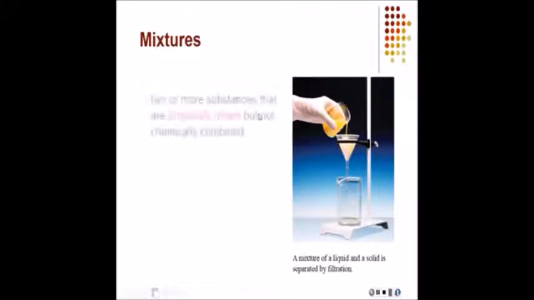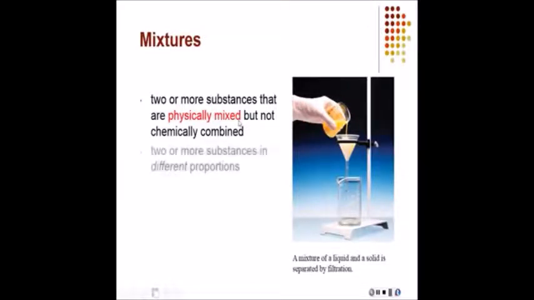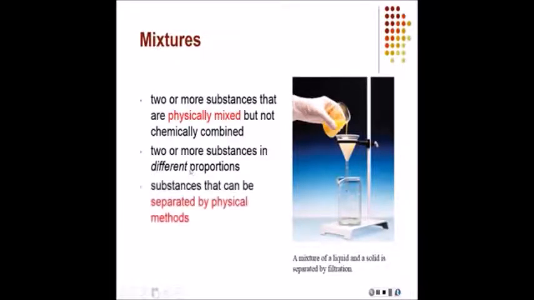Mixtures, on the other hand, are two or more substances that are physically combined but not chemically combined. And these different combinations can have all different proportions of unlike compounds. So you can make a mixture of two things in all different proportions and it's still a mixture. If we want to separate a mixture, we have to use physical means. And in this diagram, the physical means being used is filtration.